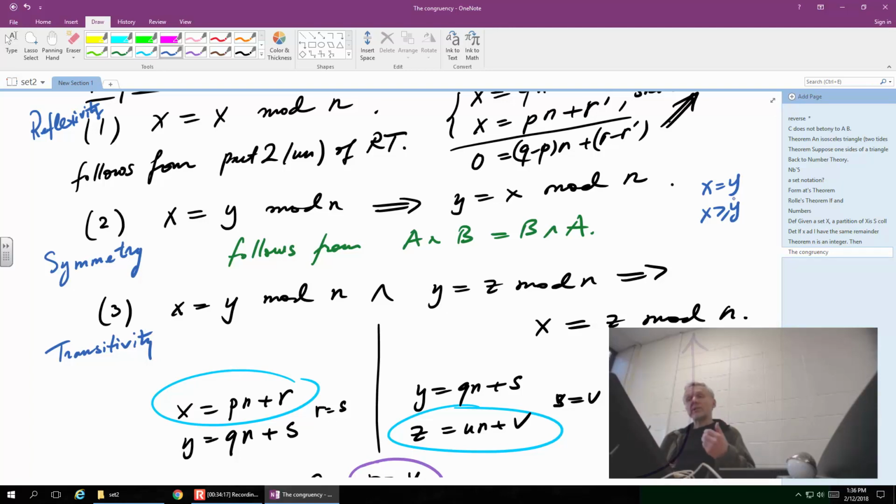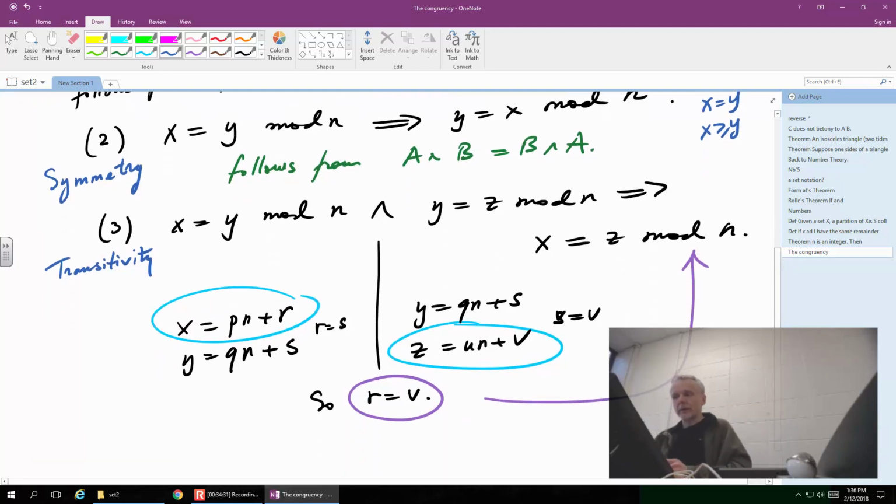between the two numbers. That symmetry of numbers simply being equal to each other is now taken to a slightly different place, and that is numbers being equal modulo n. In other words, their remainders are equal, and that's what we have.